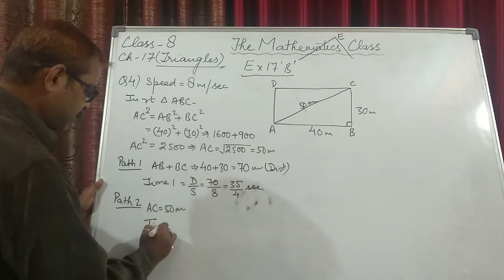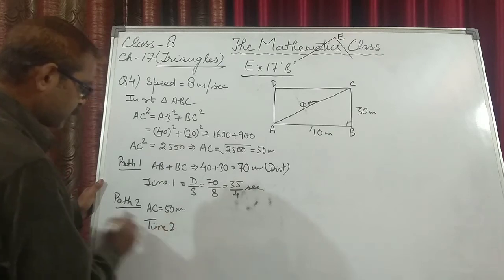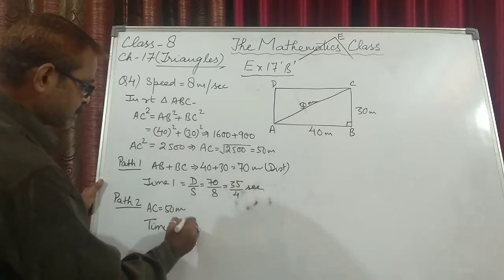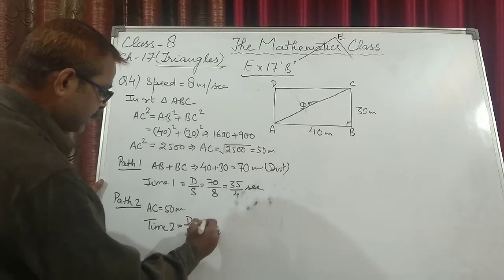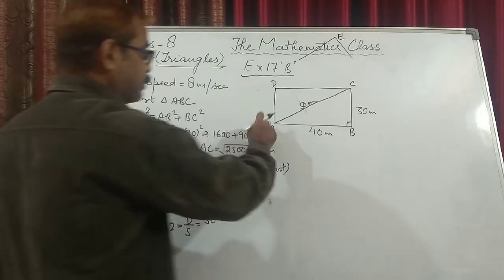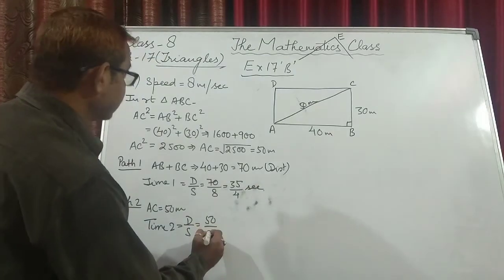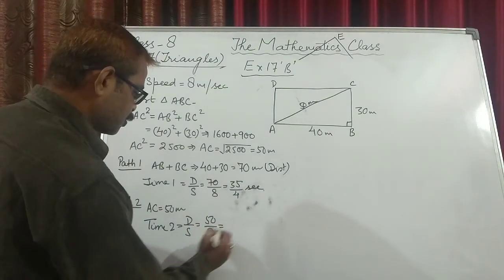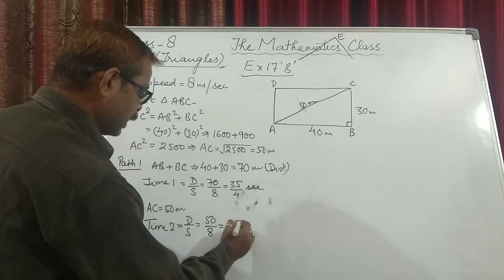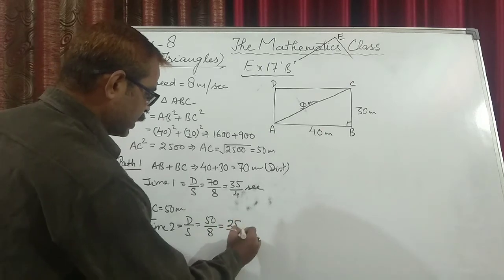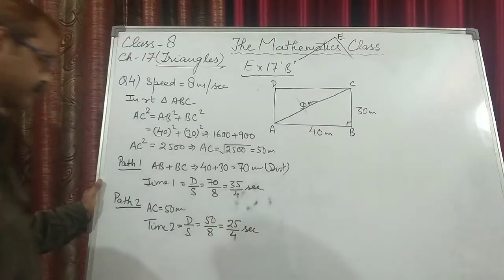So time will be time 2, because we are following path 2. Time is, again we know, distance upon speed. In the second case, distance is 50 because we are following this route AC, upon speed is 8. So 2 25s and 2 4s, 25 upon 4 seconds.